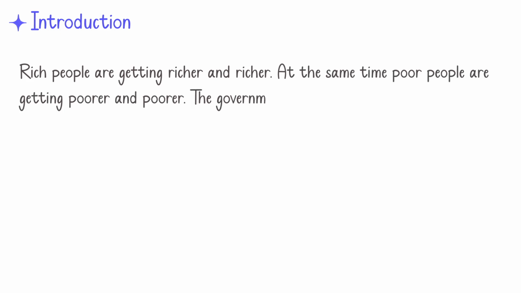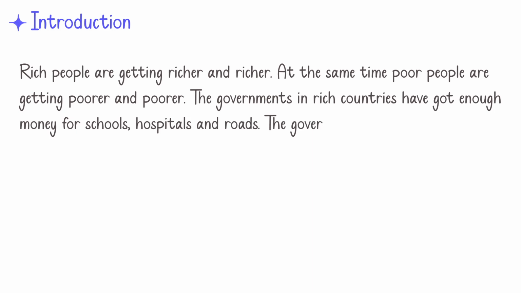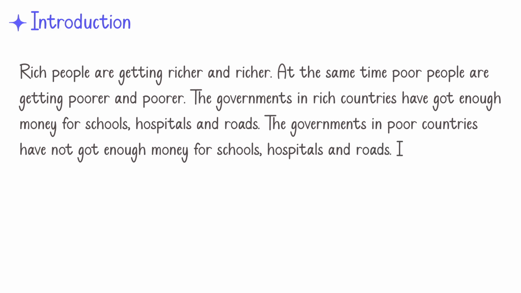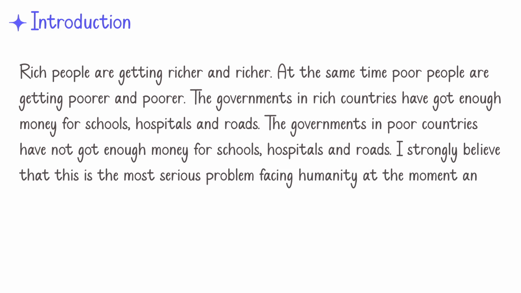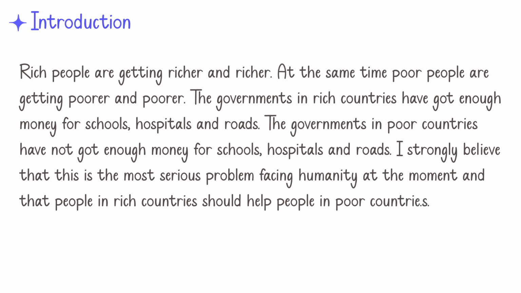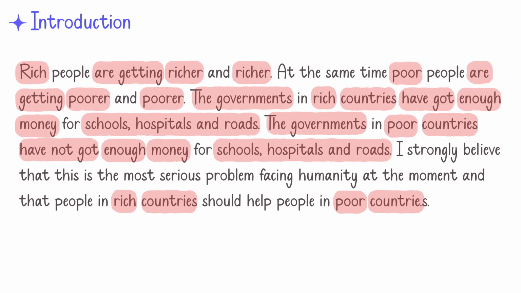Rich people are getting richer and richer. At the same time, poor people are getting poorer and poorer. The governments in rich countries have got enough money for schools, hospitals, and roads. The governments in poor countries have not got enough money for schools, hospitals, and roads. I strongly believe that this is the most serious problem facing humanity at the moment, and that people in rich countries should help people in poor countries. So, as you can see, this is a very simple, let's say, introduction. Very simple. A lot of words are repeated here: rich people, poor people, the governments, right?